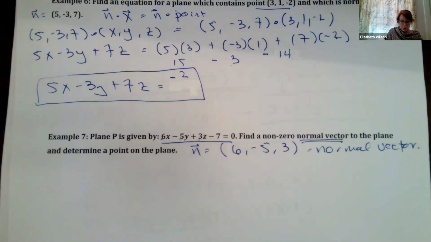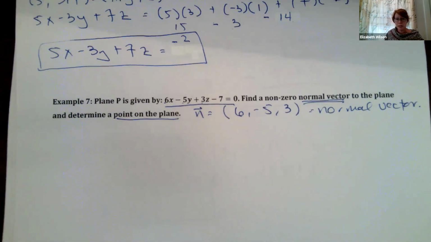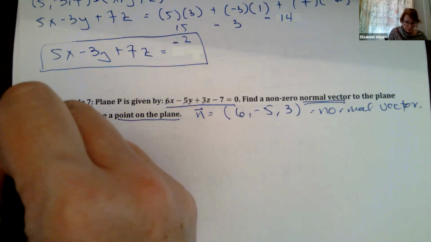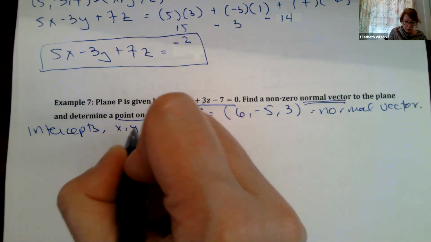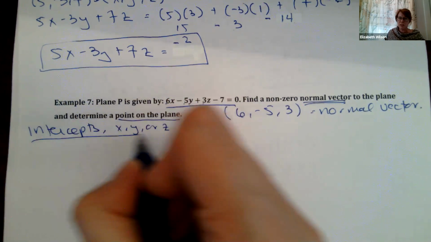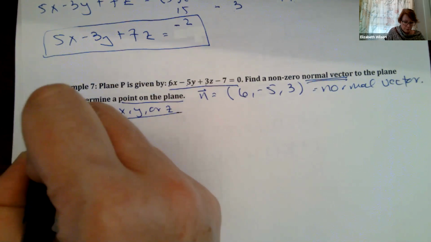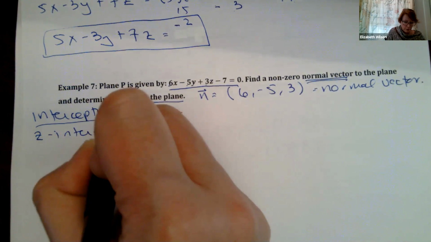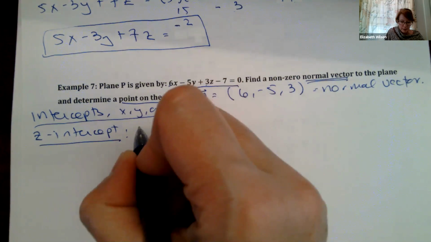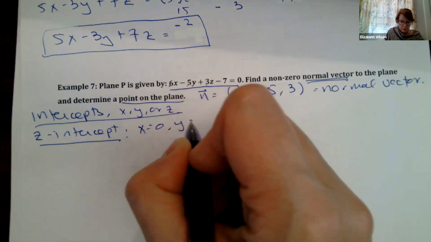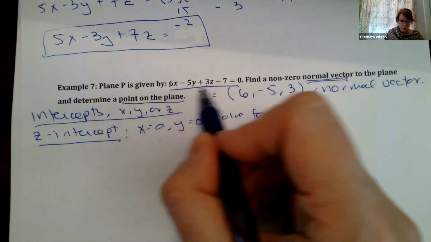Okay. To determine a point on the plane, your best bet is looking at your intercepts, my X, Y, or Z intercept. We'll do all three just so you can see what they look like. Okay, so if I do a Z intercept, that means where does it cross the Z axis? So what I do is I set X equal to 0, Y equal to 0, and I solve for Z on my equation here, right?